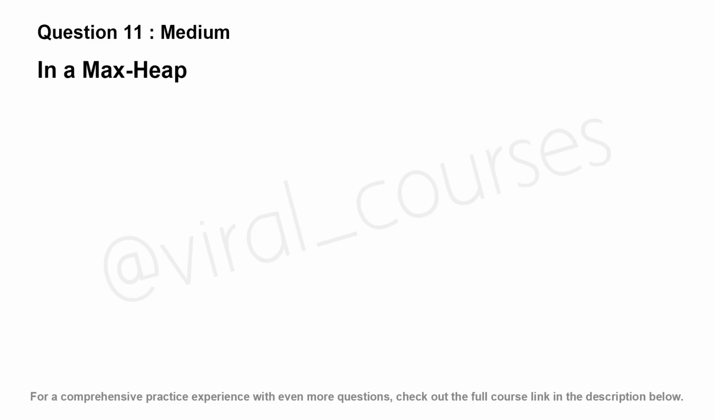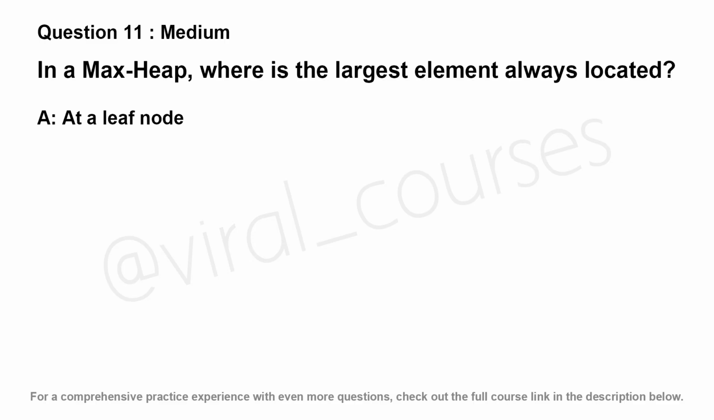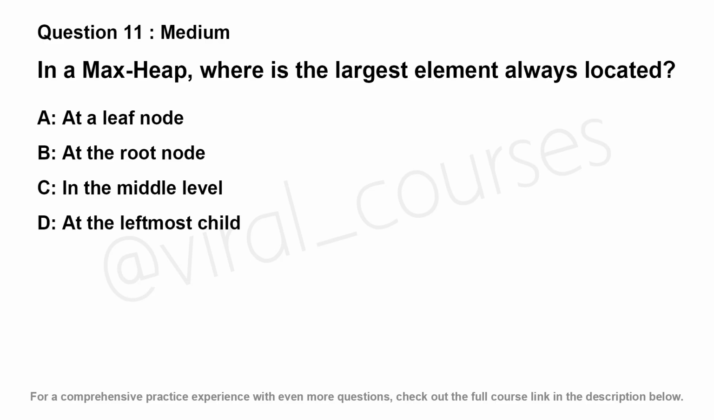In a max heap, where is the largest element always located? Option A, at a leaf node. Option B, at the root node. Option C, in the middle level. Option D, at the leftmost child.